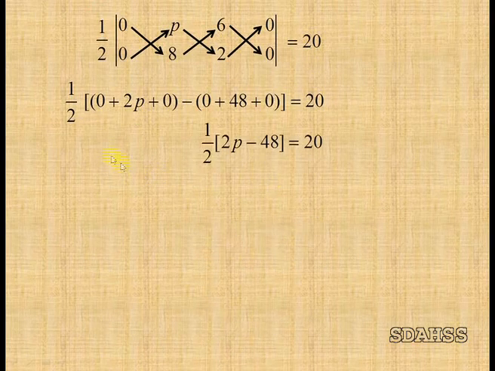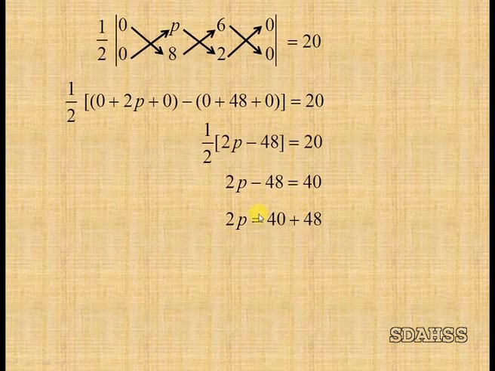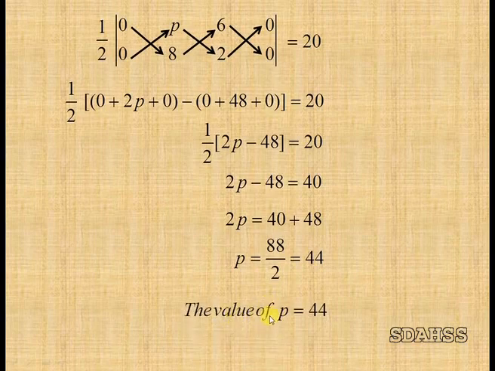Before cross multiply you have to simplify: half into 2P plus 0 plus 0, that is 2P, minus 48 is equal to 20. Cross multiply: 2 into 20, 40. 2P minus 48 is equal to 40. You bring this 48 to the other side, it becomes positive. So 40 plus 48, 88. You bring the 2 to the other side, it comes under the division. 88 by 2 means 44. So the value of P is 44.